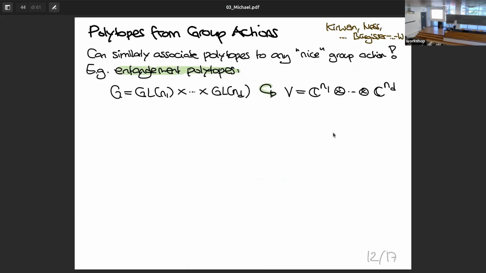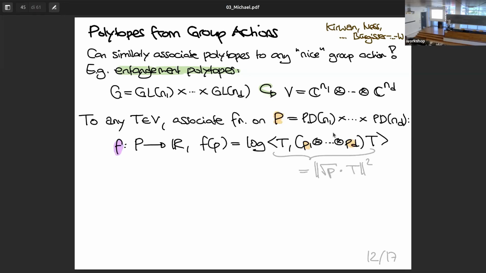So this is the second to last slide I want to show you. The claim is that, in a way very analogous to this log-sum-exp function, one can associate polytopes to any nice group action. For the entanglement polytopes, the group action is the tensor action by a product of GL_n's on the space of tensors. What does this generalization of the log-sum-exp function look like? It needs one ingredient. Let's suppose we pick a tensor t. We're now going to define a function that should encode the entanglement polytope of t.